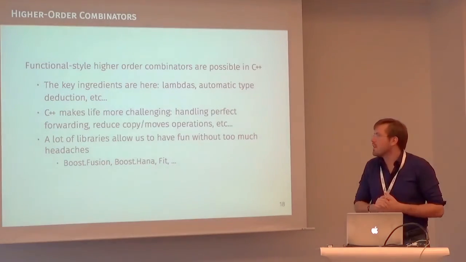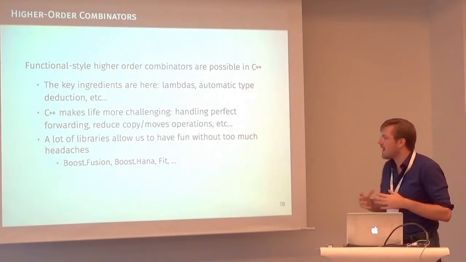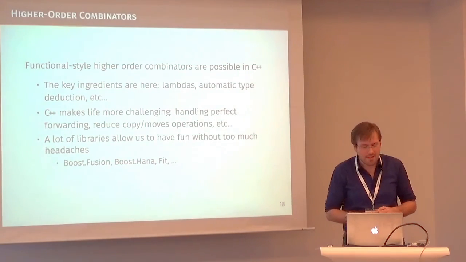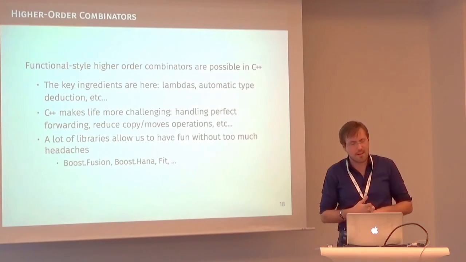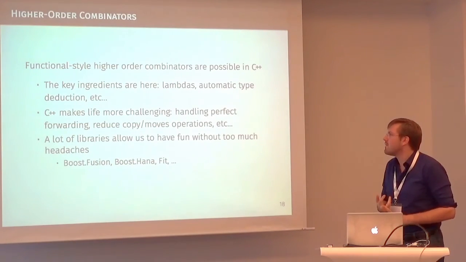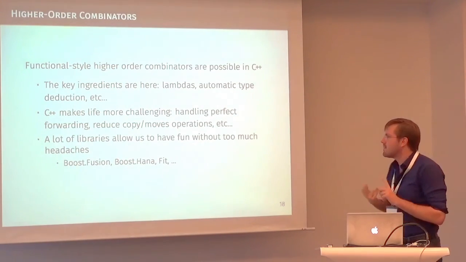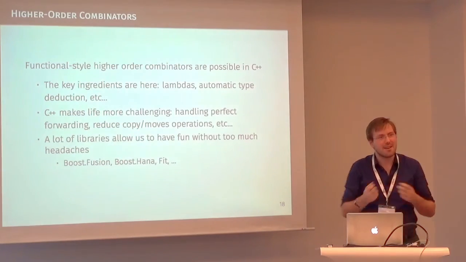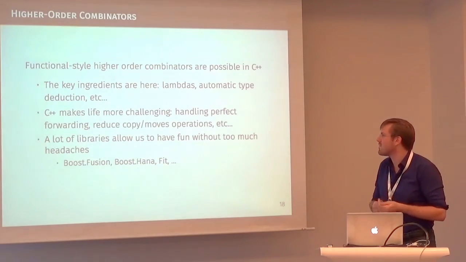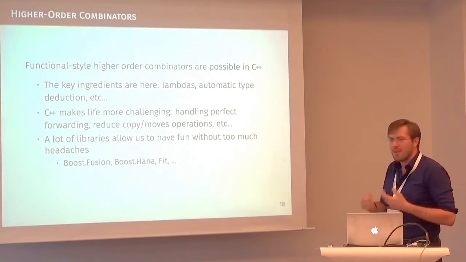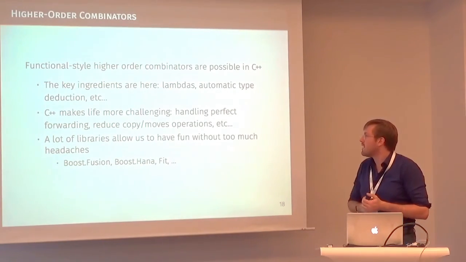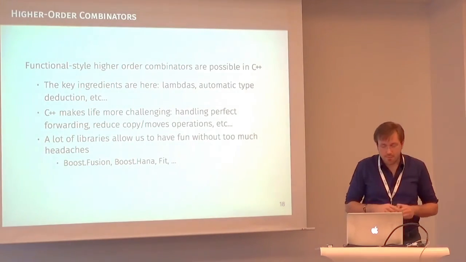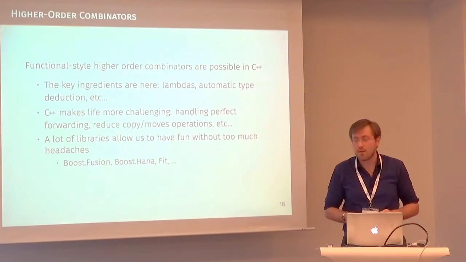So, after this recap of the syntax, we can see how we can play with functions in C++. Okay, the key ingredients are here: lambdas, automatic type deduction, and templates, and everything else. But C++ makes life more interesting, okay? Because we cannot just pass around objects. We have to be careful with reducing copy and move operations. We have to be careful handling perfect forwarding if we want to respect the semantics of our objects.